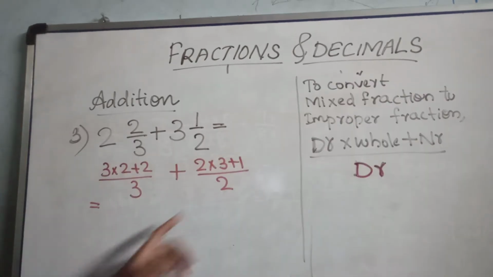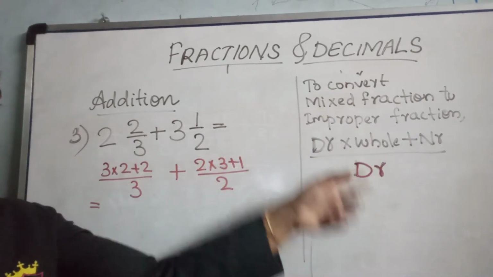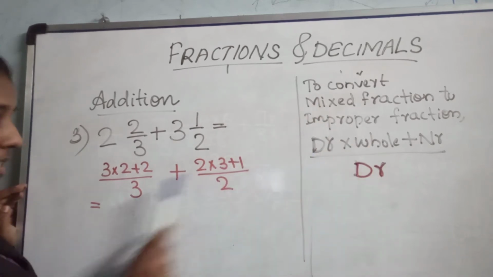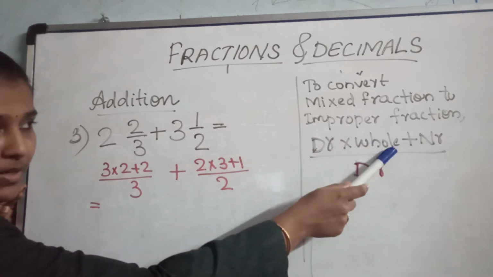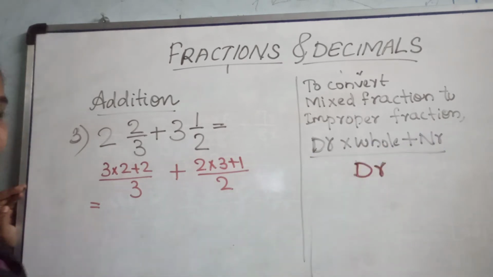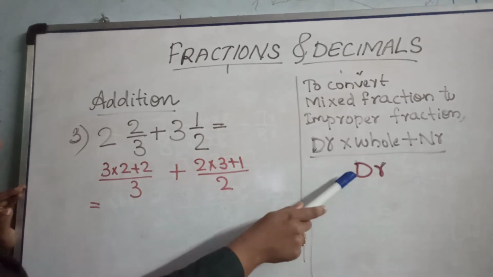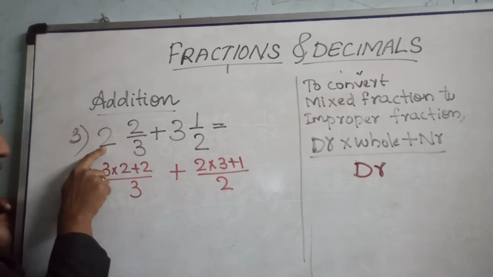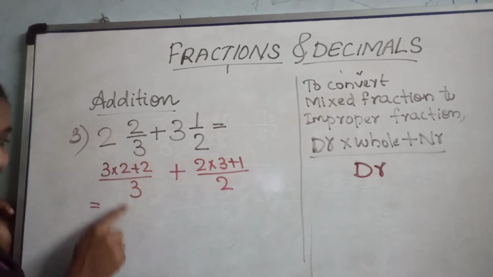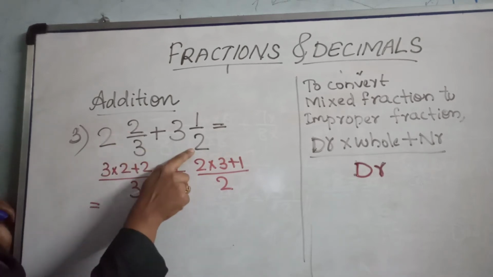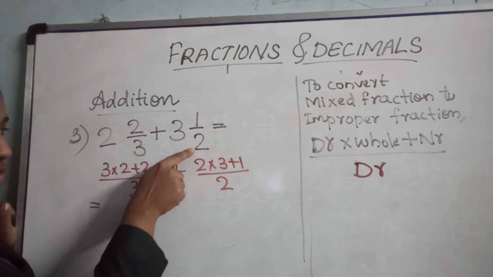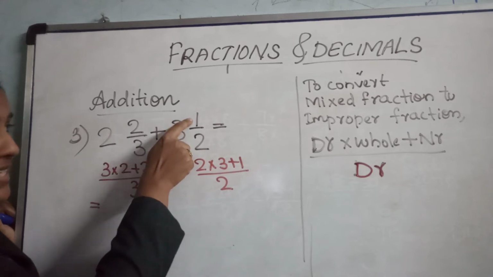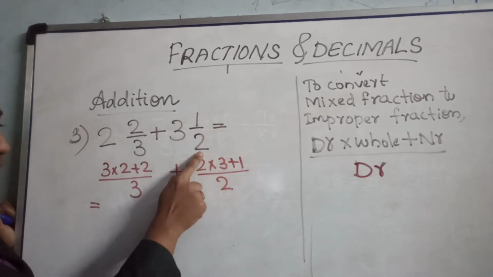So look children, here is the way to convert the mixed fraction to improper fraction. That is denominator into whole number plus numerator, divided by denominator. So here 3 into 2 plus 2, the whole divided by 3. This is the first part. Then here 2 is the denominator. So 2 into whole part, that is 3. 2 into 3 plus 1, the whole divided by 2.